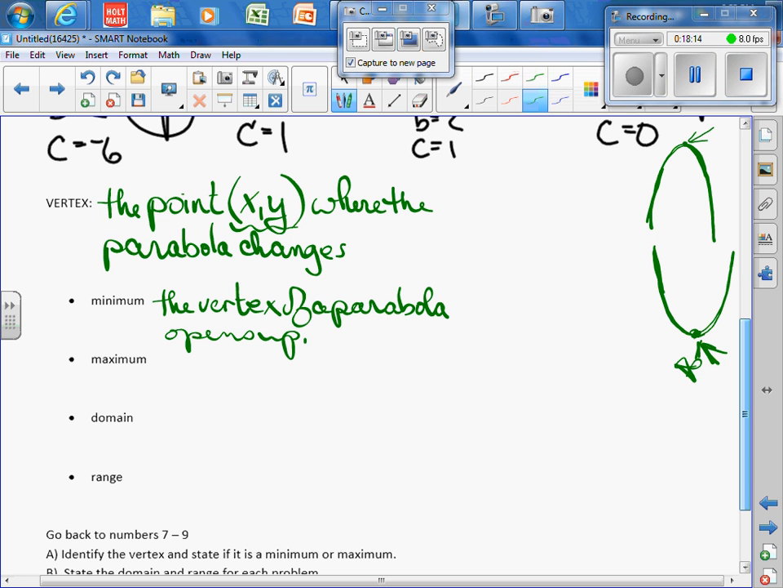And think about our other one over here. It's a maximum. Think about it. If it can't get any higher than that and it starts to come down on the other side, that's the maximum. So that's the vertex of a parabola that opens down.